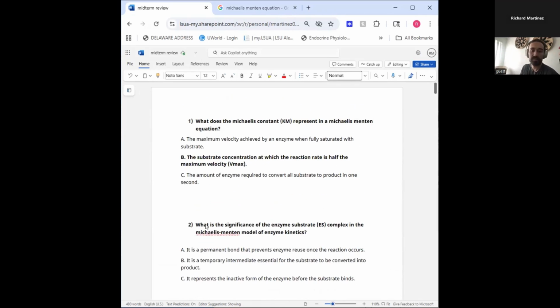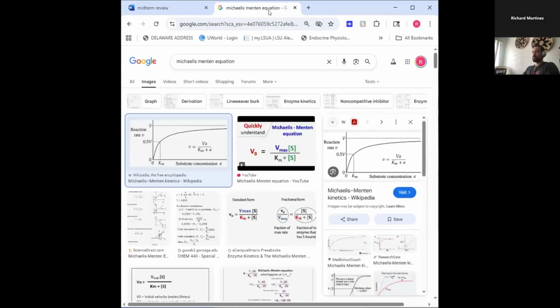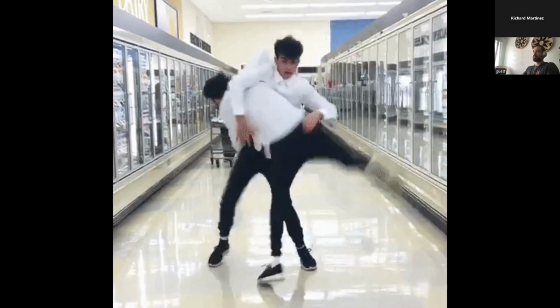Okay, next one, you can still see it here. What is the significance of the enzyme substrate complex in the Michaelis-Menten model of enzyme kinetics? Take a second to look at that. Okay, we have our answers. Let's look at the enzyme substrate complex real quick and we'll compare it to the Michaelis-Menten model.